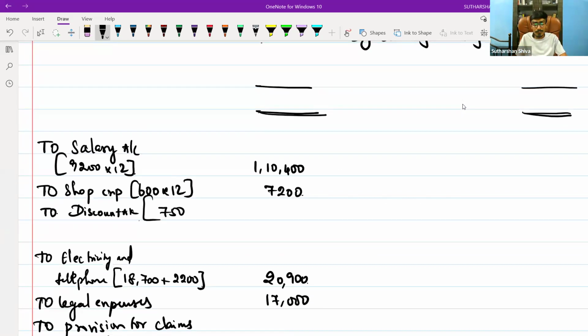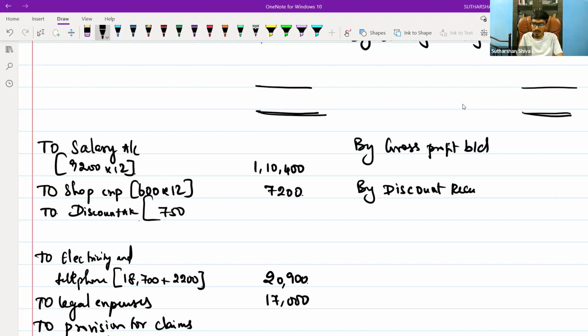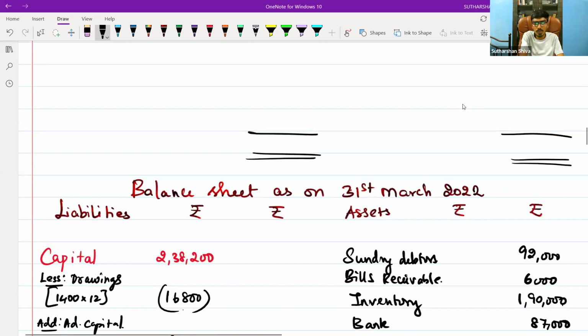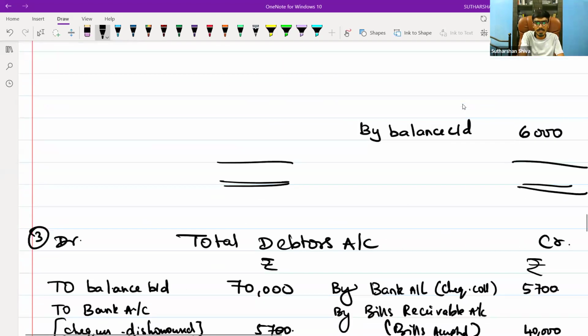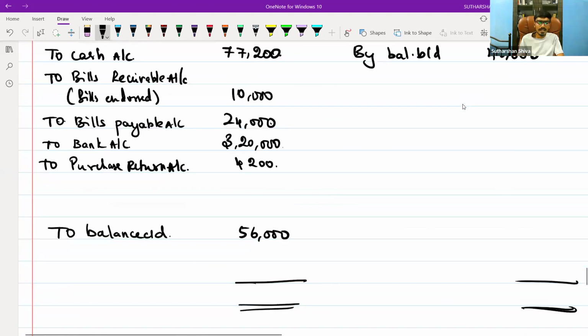First, I will leave a line. The first line is for my gross profit brought down. On the next line, write down discount received. What is my value over there? 2700. The journal entry is creditors to discount received. In my creditors account on the debit side, I will write down to discount received.